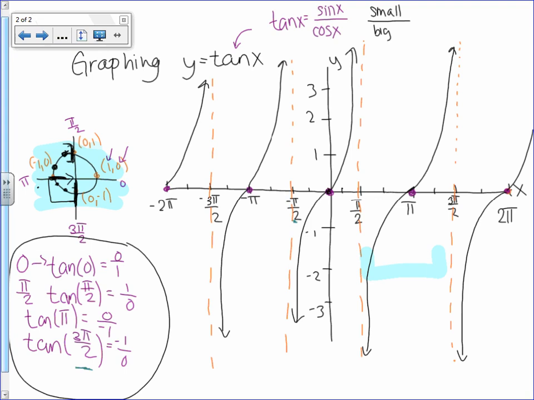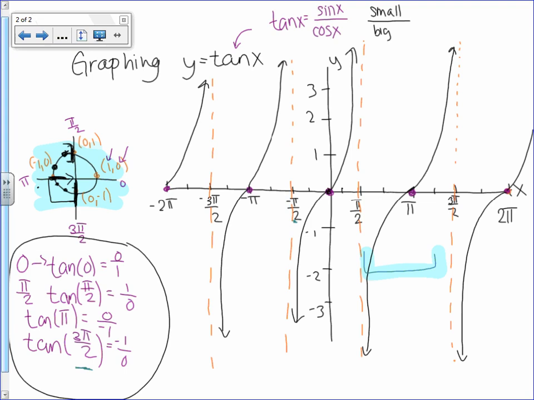Okay, now, just like sine and cosine, we do consider tangent a curve. We do consider it a wave. So, like in this blue chunk that I highlighted right here, this is considered one period or one wave of tangent x.